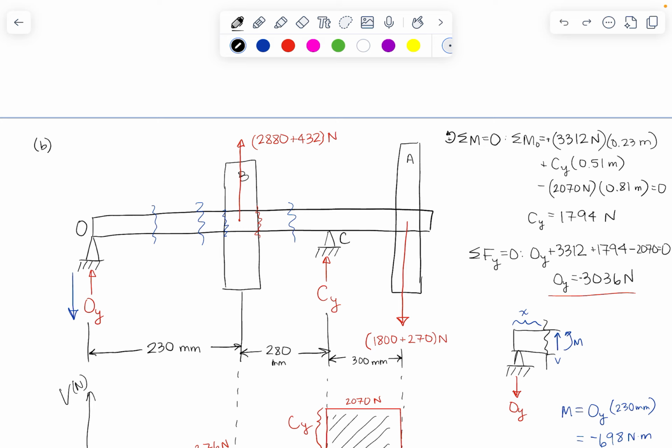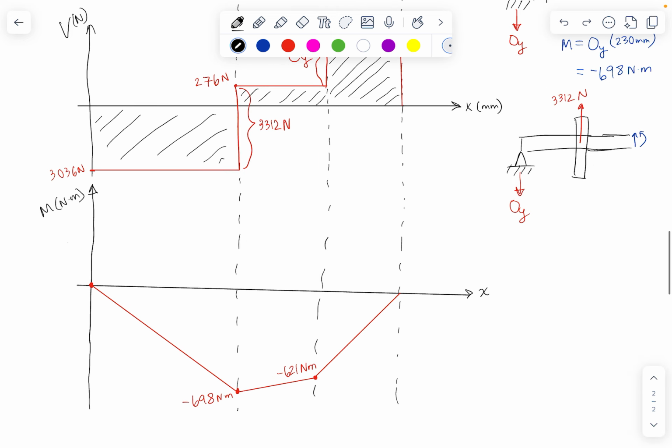But in this case, we have end conditions that require us to have 0 moment at the start and the end, and our shear force and bending moment diagrams have gotten us there, so everything checks out and looks good.